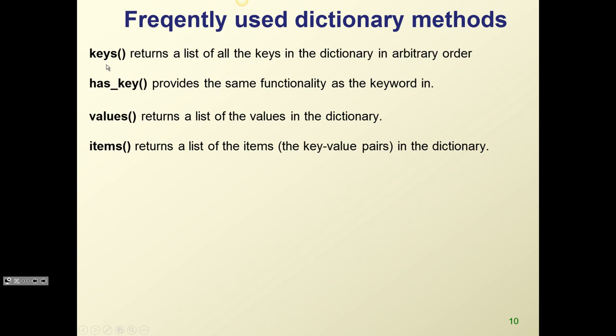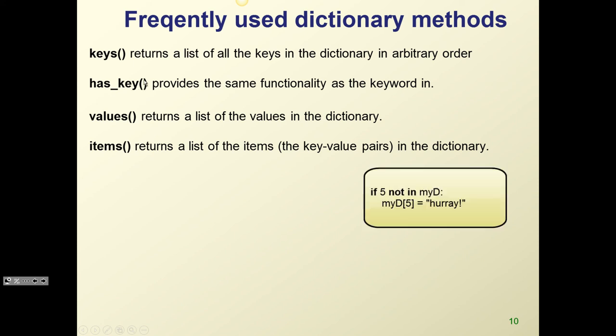Just as lists and strings have methods that are associated with them, dictionaries have methods. The keys method returns a list of all the keys in the dictionary. Note that the order is arbitrary. The has key method, we already discussed that one, returns true or false. The values method returns a list of all the values in the item pairs. And the items method returns a list of all the items as tuples, with the first being the key and the second being the value.